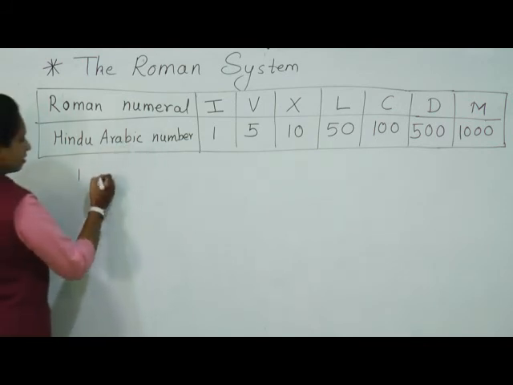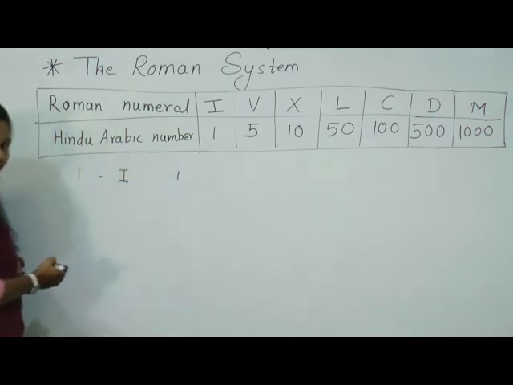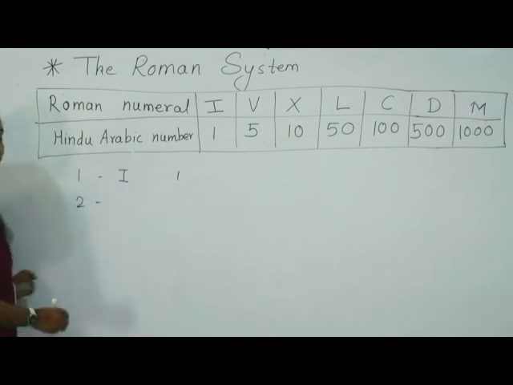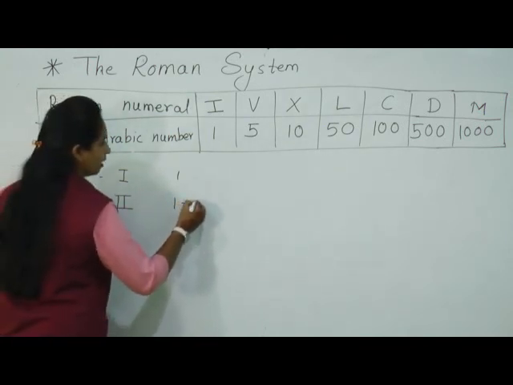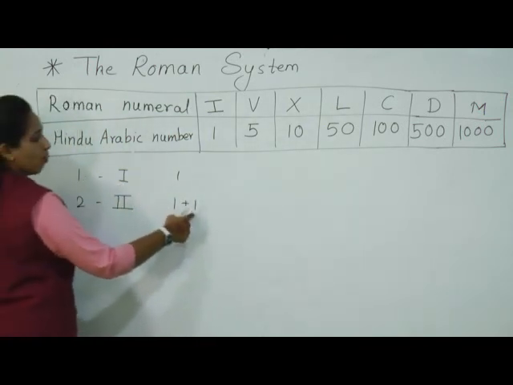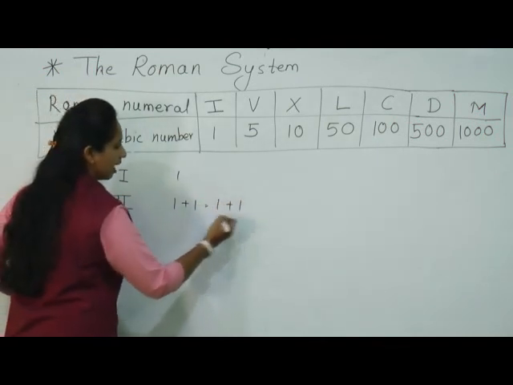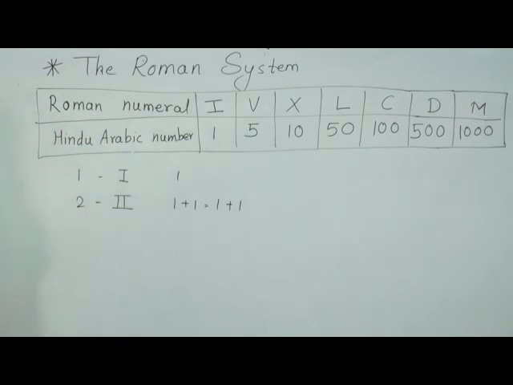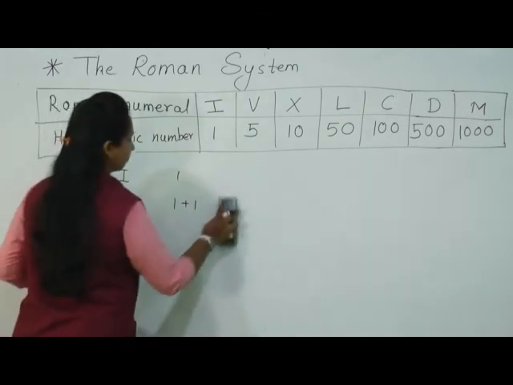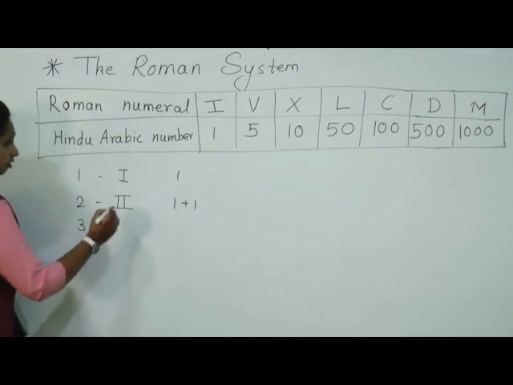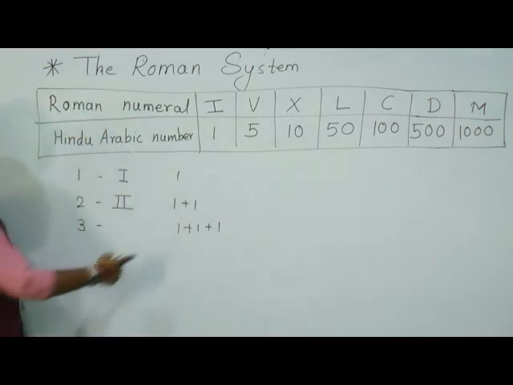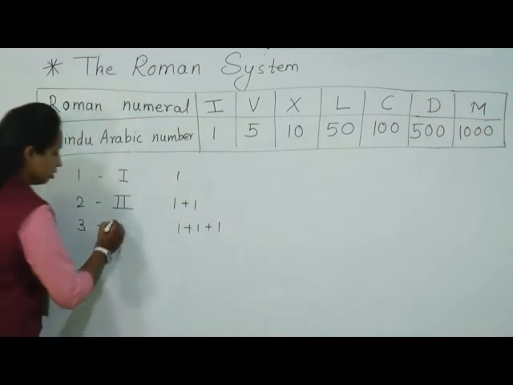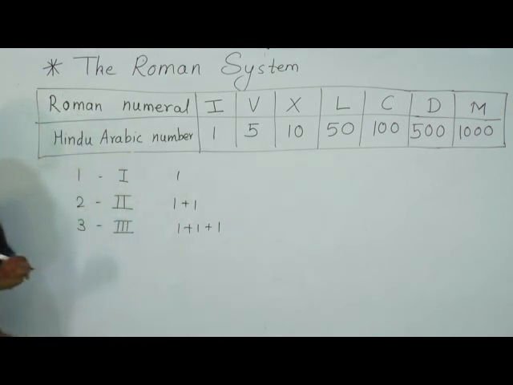So 1 is represented as I. Now what about 2? Yes, we have to write double I, that is 1 plus 1. See, 1 is represented as I, so 1 plus 1 means I plus I, together double I. Got it? Yes students? Now next is 3. See, 1 plus 1 plus 1 is equal to 3. So 1 is represented as I, so we'll write together triple I. So 3 is equal to triple I.